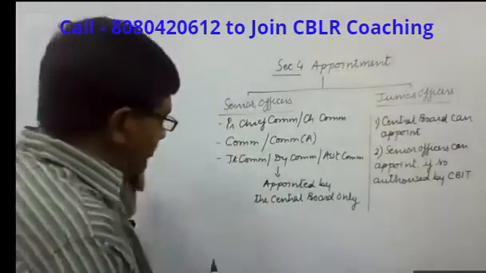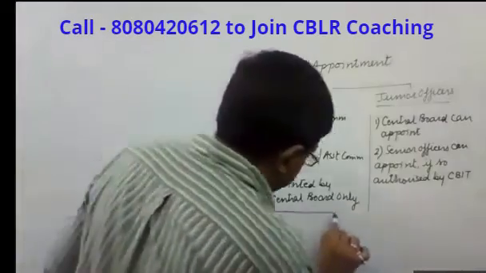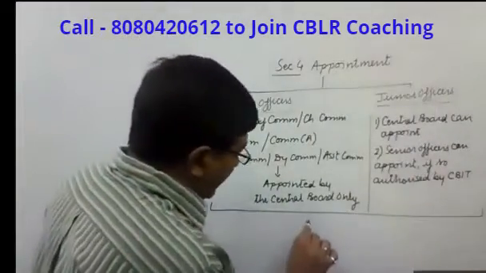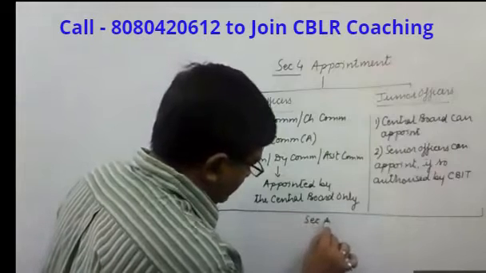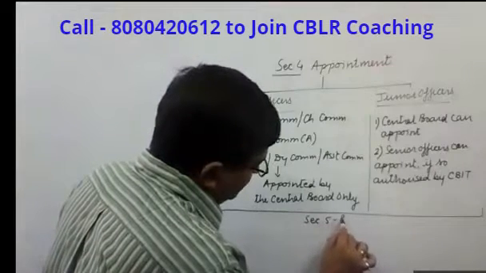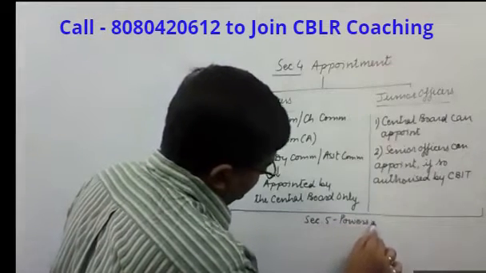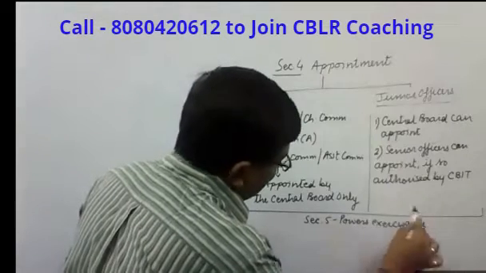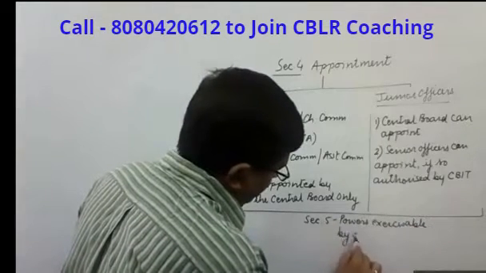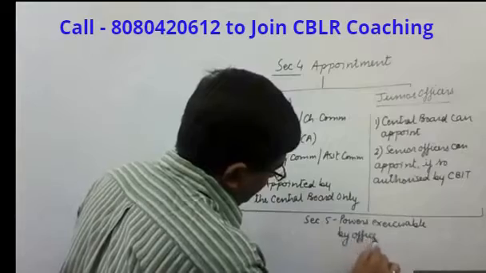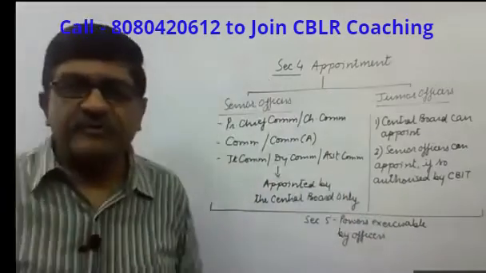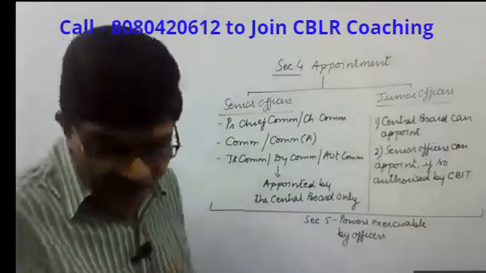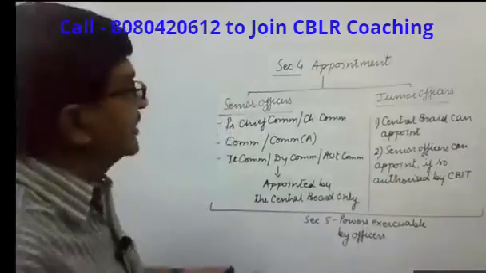Okay. Now, below this itself, Section 5 is here. These are powers exercisable by officers. What are the powers which are exercisable by the officers? Okay, so below that only you can continue.